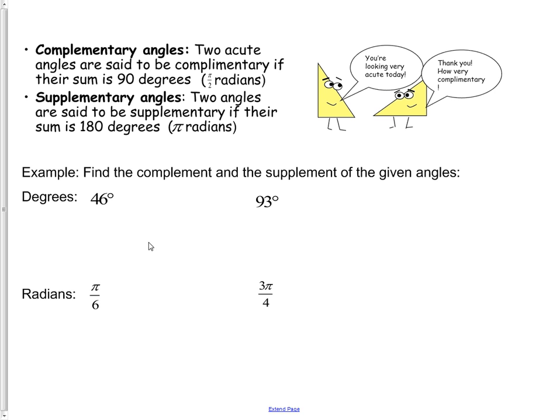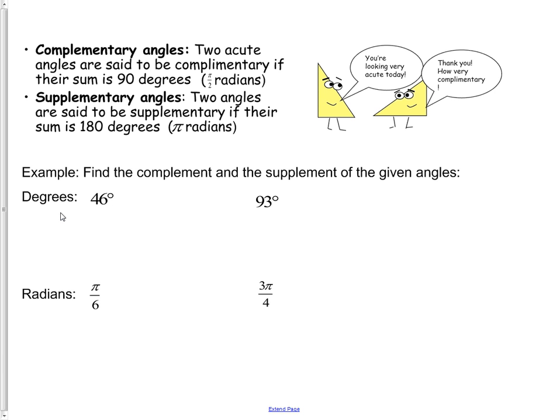Okay, so complementary angles, two angles that have a sum of 90 degrees or pi over 2 radians. Supplementary angles are two angles that add up to 180 degrees. So we can only find complements, and it's spelled with an E, not I, of an acute angle. So this 46 degree angle, I can find my complement pretty directly.